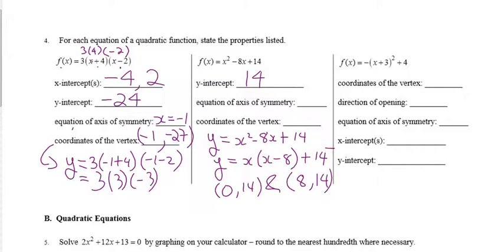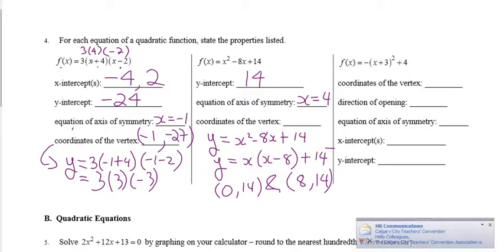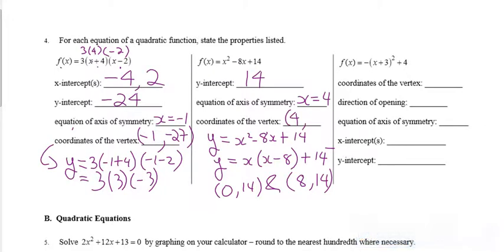Where's the axis of symmetry? It's halfway between at 4. So the equation of the axis of symmetry is x equals 4. We want the vertex. How do we find the vertex? We know that x is 4. We put a 4 in here, and we work it out, and that will give us the y value. So we want f at 4, which is 4 squared minus 8 times 4 plus 14, 16 minus 32 plus 14, which is negative 2.